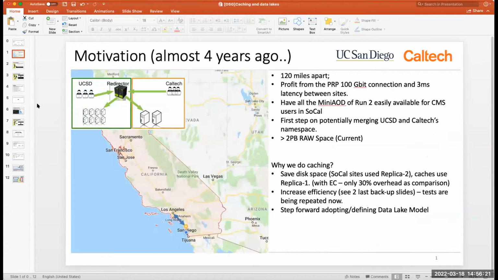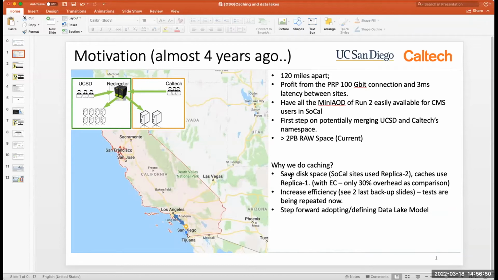So just to give a small background, we started to do the caching almost 4 years ago between Caltech and UCSD. The two sites are pretty much close to each other, and both of them have a 100 gig uplink. It's a first step potentially to merge all the namespace between the two sites. Currently we have more or less 2 petabytes of raw space in cache. It grew from 200 terabytes to 2 petabytes.